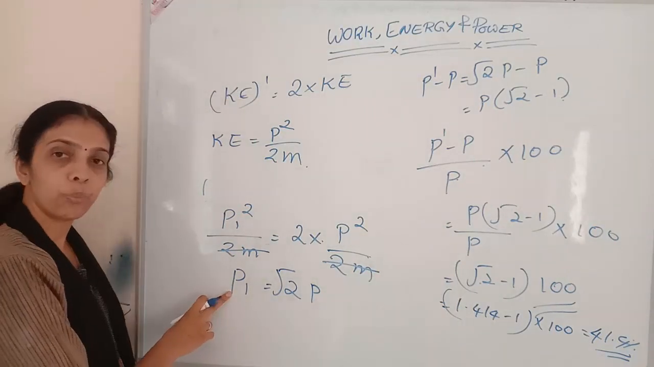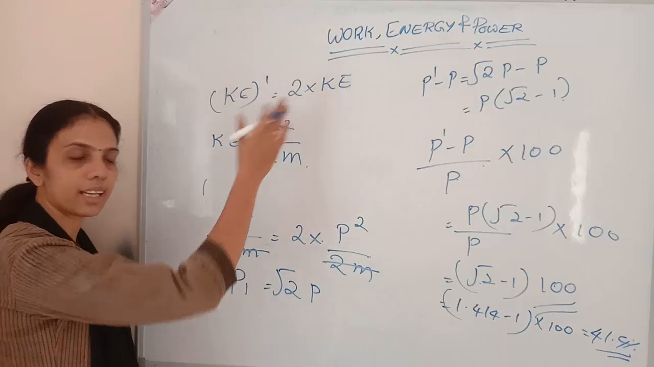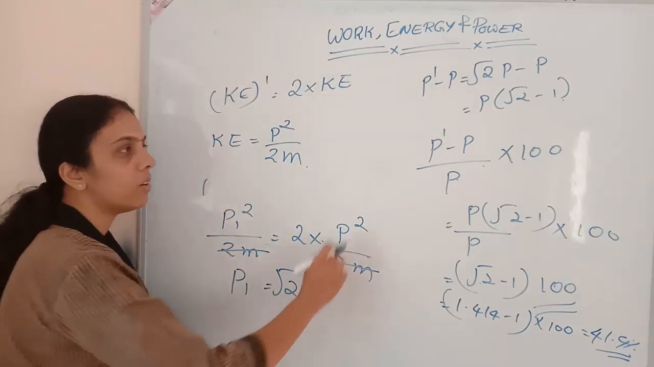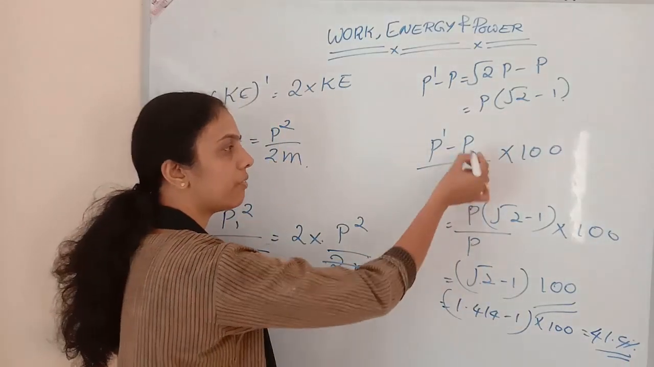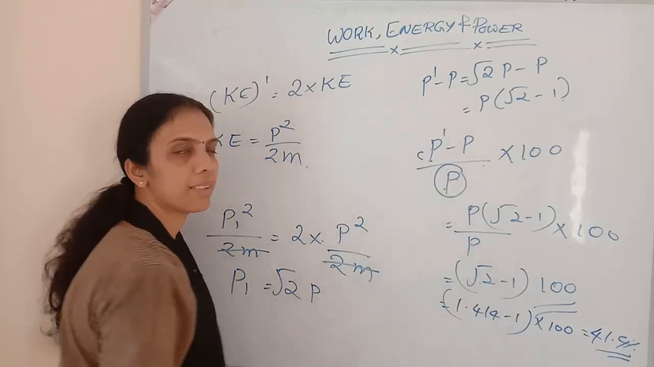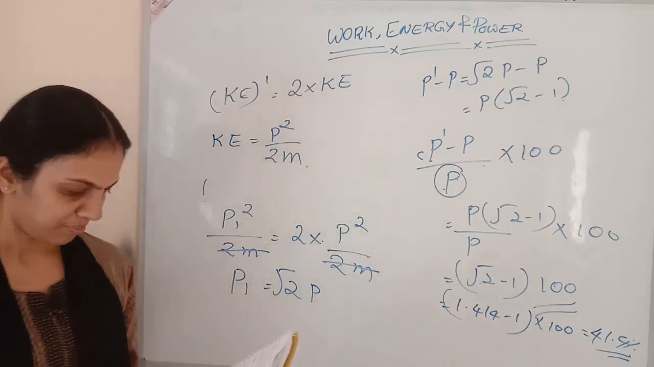So now the new momentum you got, if kinetic energy is getting doubled, what will be the new momentum? Root 2 into P. Now change in momentum, percentage change means if initially this was the momentum, now the change in momentum is this much into 100. You can solve it. Clear?